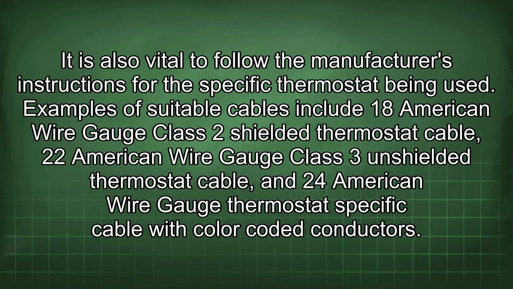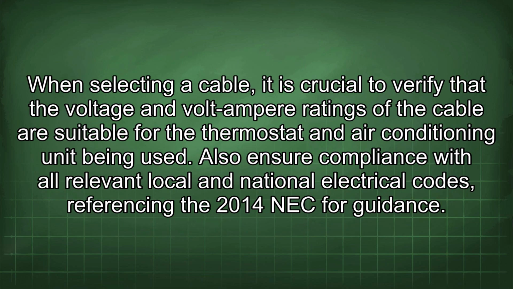Examples of suitable cables include 18 American wire gauge Class 2 shielded thermostat cable, 22 American wire gauge Class 3 unshielded thermostat cable, and 24 American wire gauge thermostat-specific cable with color-coded conductors. When selecting a cable, it is crucial to verify that the voltage and volt-ampere ratings of the cable are suitable for the thermostat and air conditioning unit being used. Also ensure compliance with all relevant local and national electrical codes, referencing the 2014 NEC for guidance.